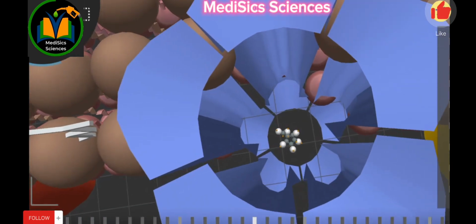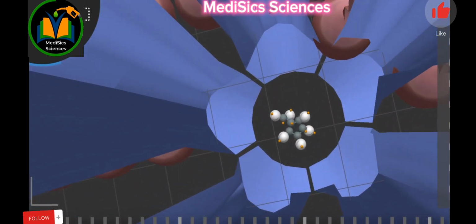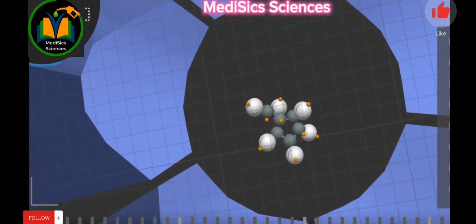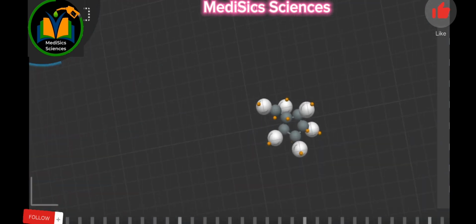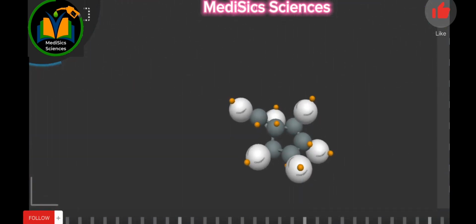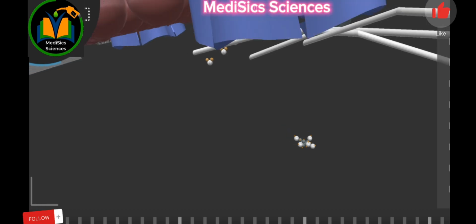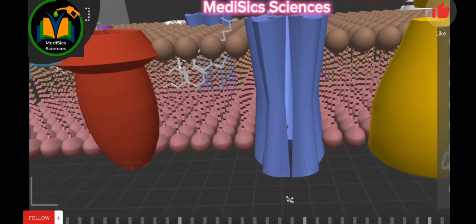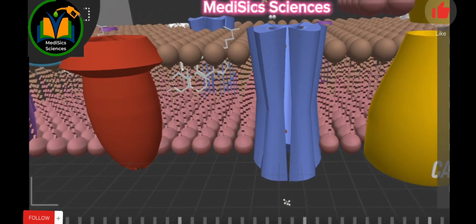Facilitated diffusion is the transport of substances across a biological membrane from an area of the high concentration to an area of the lower concentration with the help of a transport molecule. No requirement of the chemical energy as the substances move along the concentration gradient.